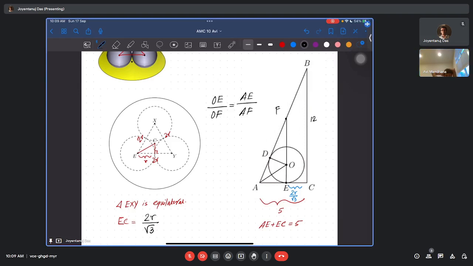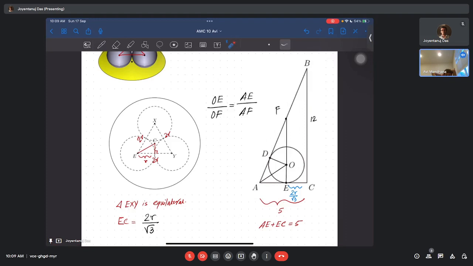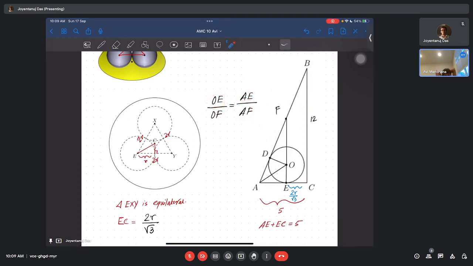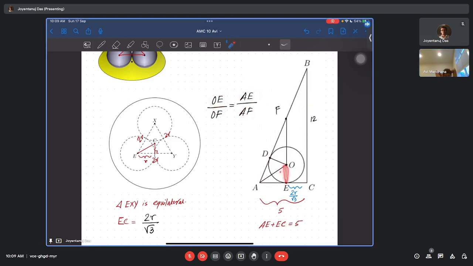So for finding the EF length, that is needed. If I want to find this EF length, I know OE, so that is the radius. If I can find OF, then we are done, right? So that's why I use this one. Here you can see that OF I can find out because I know all these three things: OE, AE, and AF. OE is the radius, R, right?